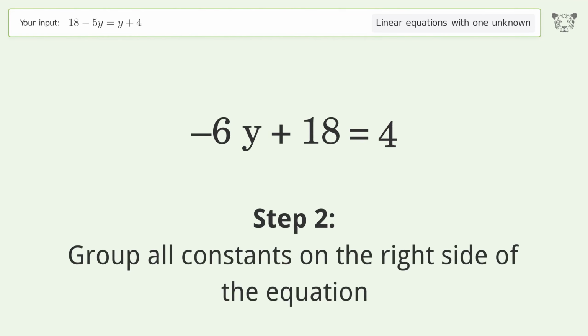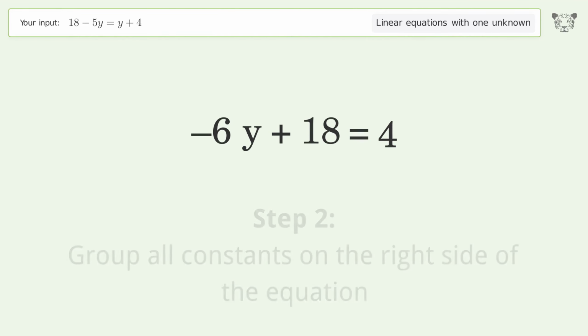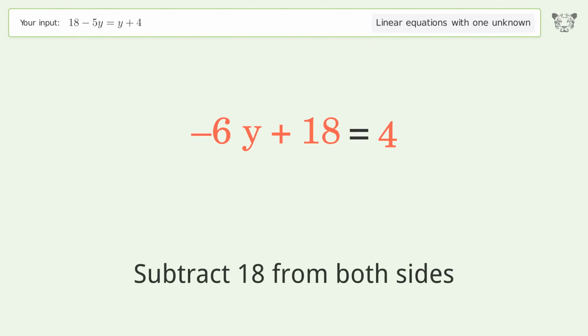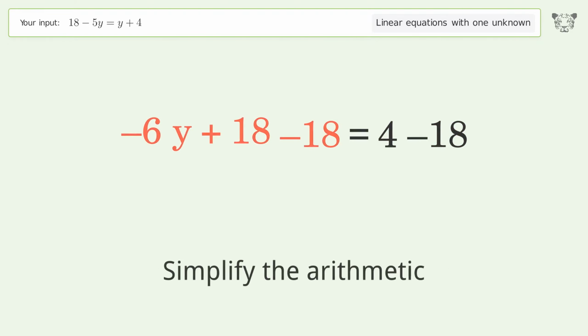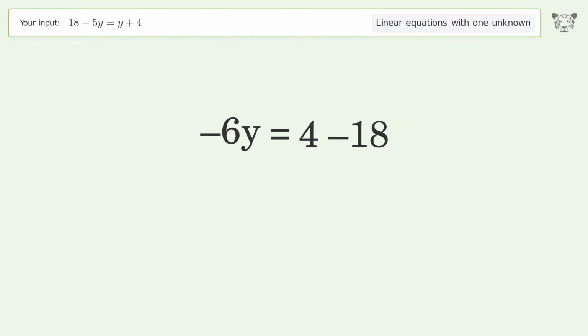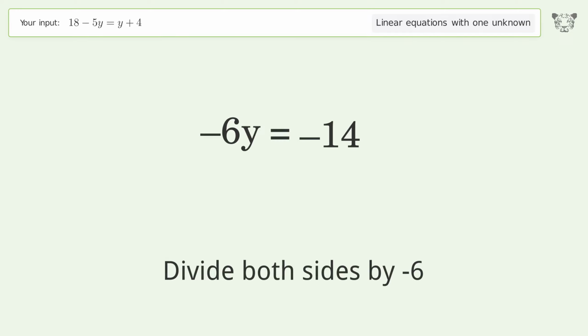Group all constants on the right side of the equation. Subtract 18 from both sides. Simplify the arithmetic. Isolate the y. Divide both sides by -6.